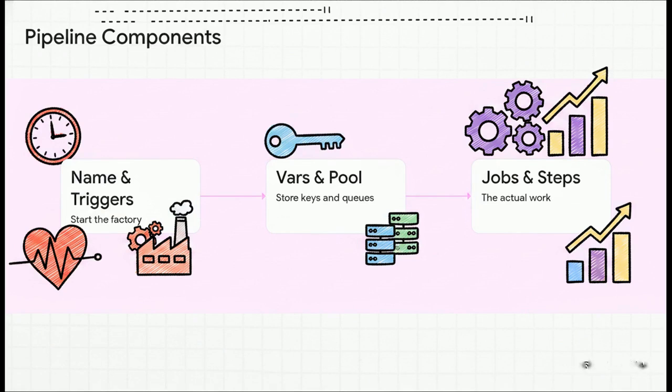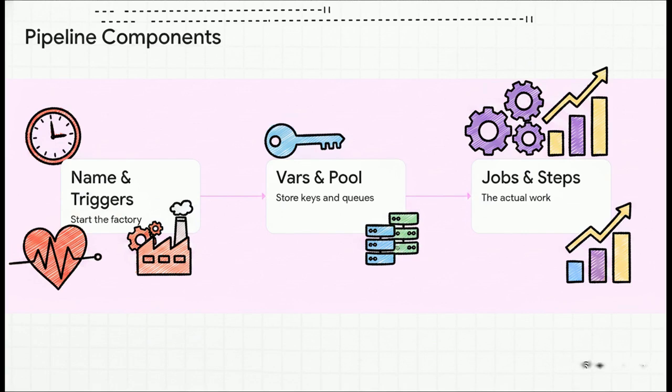First up, we've got the name and triggers. This defines what the run is called and what literally starts the factory. Next, we have variables to store key value pairs, and the pool, which basically tells the pipeline which queue or agent machines to use. And finally, we have the actual work, jobs, and steps.